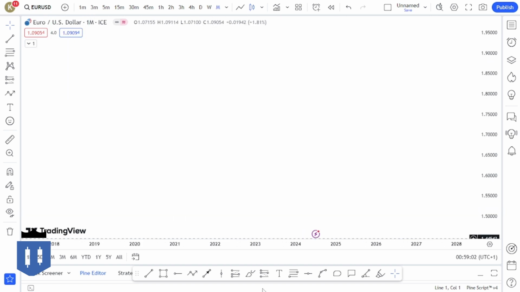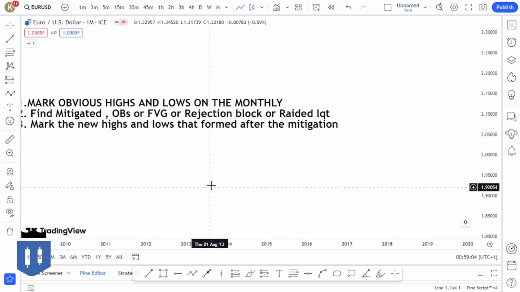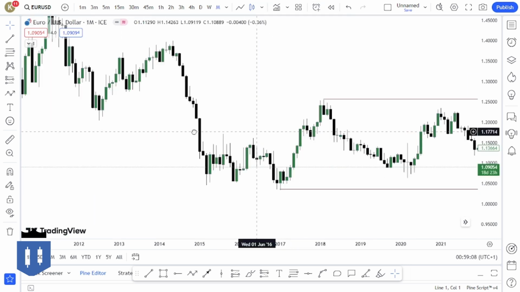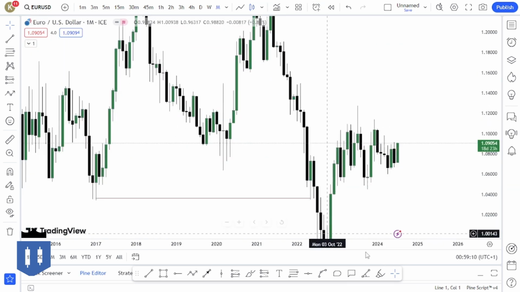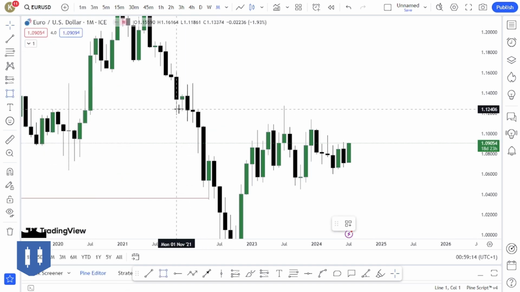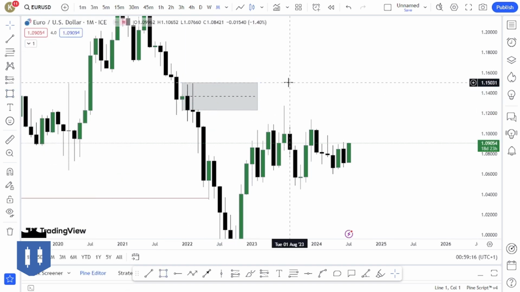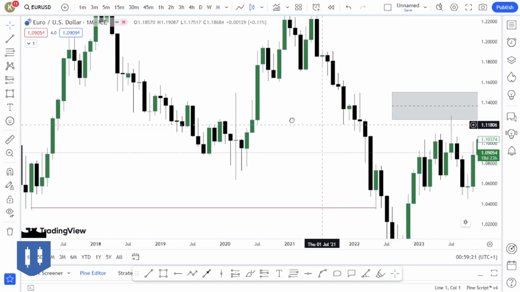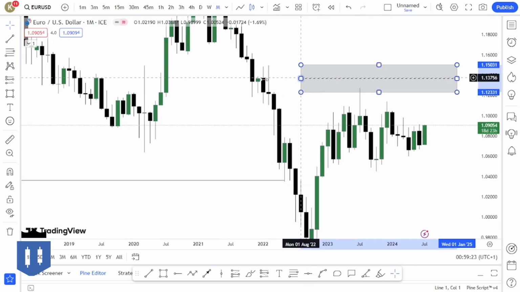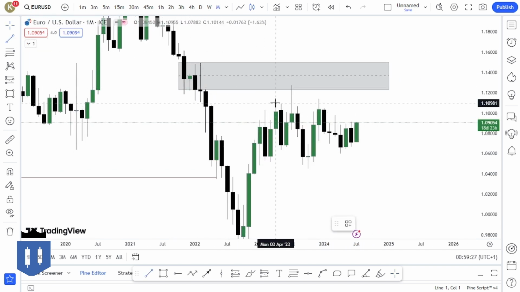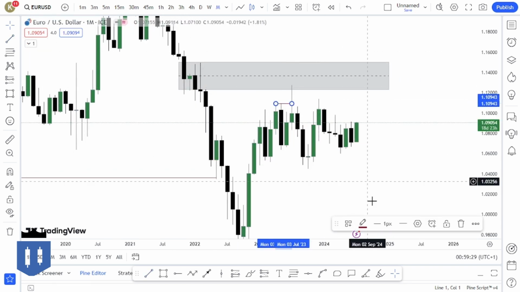So what's next in this structure? Find mitigated OBs or FVG or rejection blocks. So I have to find whether any of these POIs are mitigated. I can see that we have another block here. Why am I choosing that? This is a small candle, the smallest candle for this drop, so it's okay to be an order block. If you don't want to use it as an order block, then you can consider the liquidity range here.